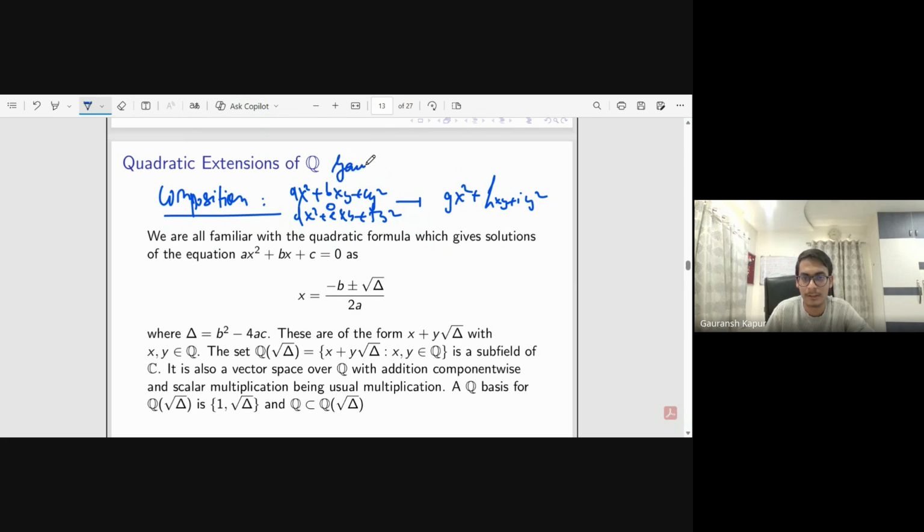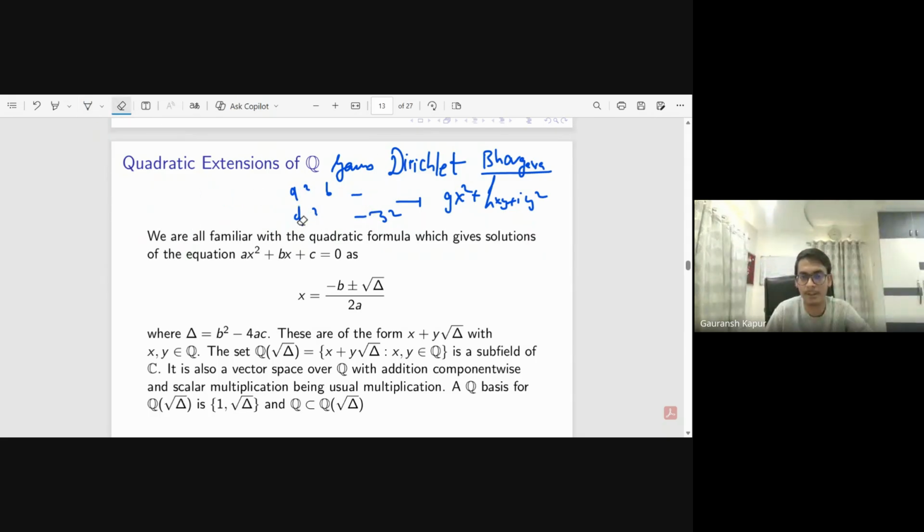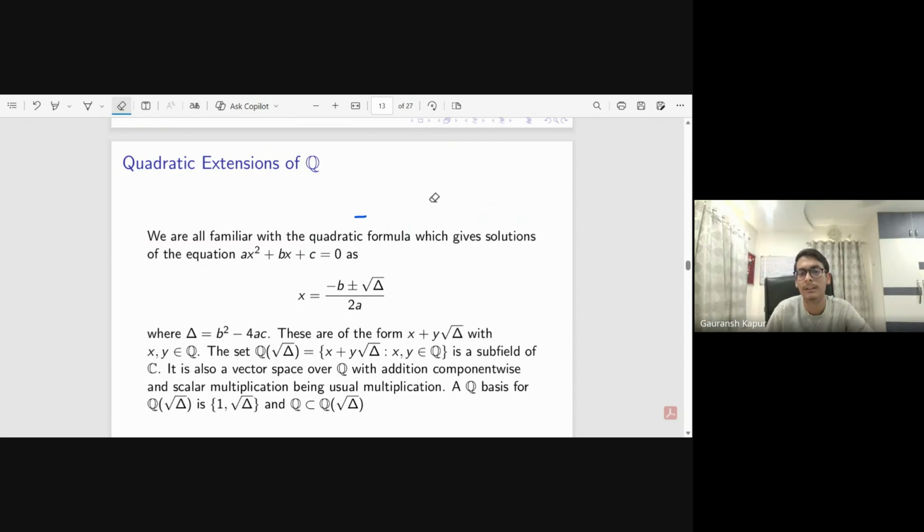There are some types of composition which have been defined. One is Gauss composition, and a slight modification of that was given by Dirichlet. And recently, Manjul Bhargava worked on the composition problem as well. His ideas were particularly innovative. So if anybody is interested, they can read about that. For the second part, I will talk about quadratic extensions of Q.